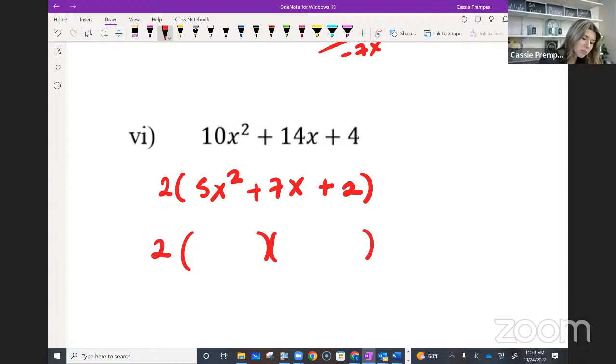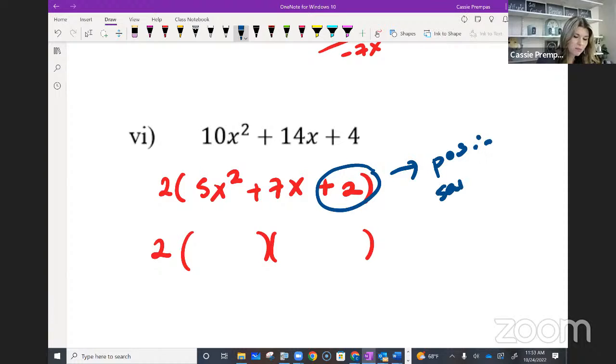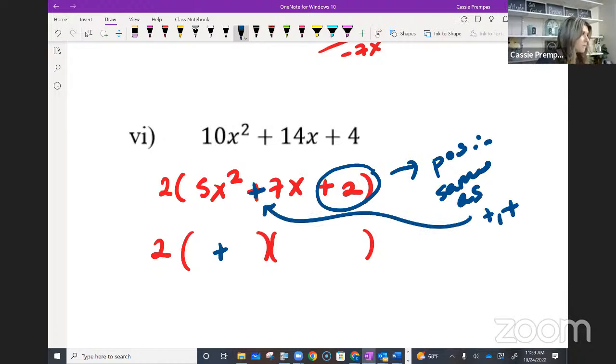The last term is positive. So are we going to have the same signs or different signs? Same. How did you know it was addition? Yeah, because the second one. So it's going to be plus plus. Undo the F. What times what would give me 5x squared? 5x times x. Undo the L. What times what gives you 2? 2 and 1. And put it anywhere.